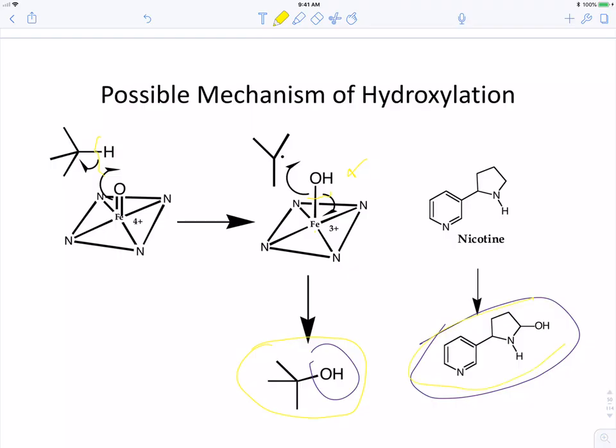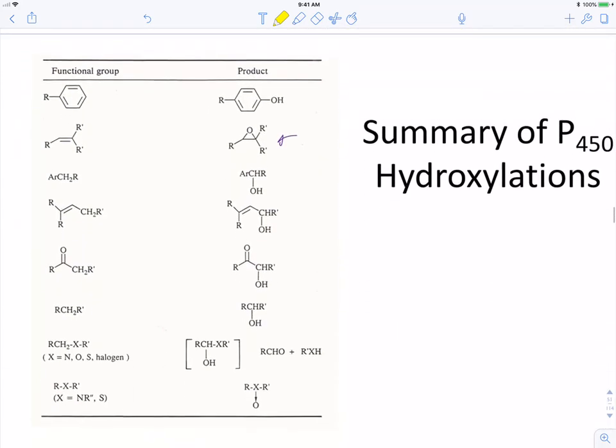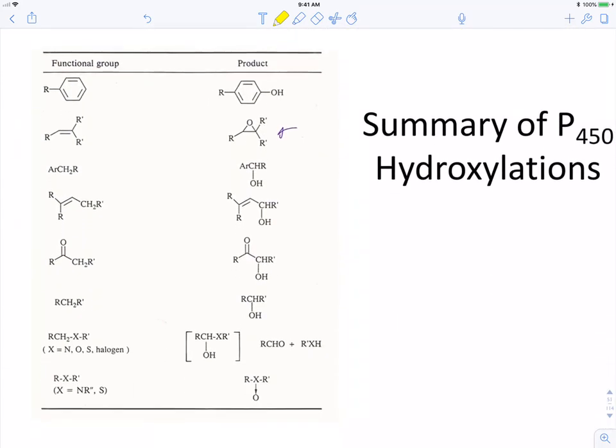This is what happens, for example, for nicotine, which gets hydroxylated at this position by cytochrome P450 type of enzymes. And it's a very common reaction. In fact, hydroxylation reactions are some of the most common metabolic reactions encountered by several substrates, and here's a list of possible functional groups, so possible substrates, and what the product ends up being upon hydroxylation. In the next video, we will look at the specific mechanism for some of these reactions.